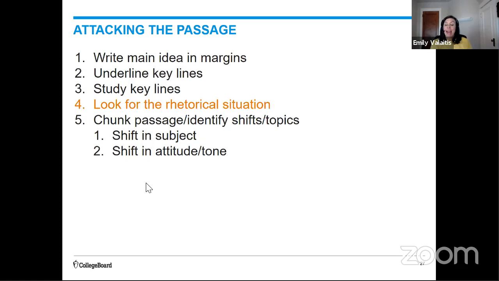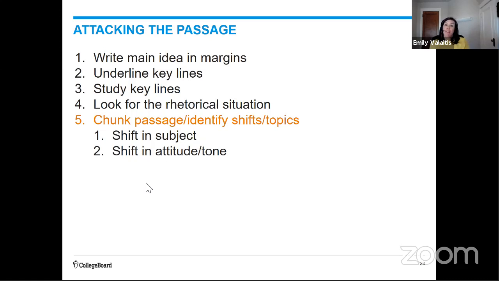And then this last piece is the tricky one, and that's looking at what I call, when I say to my students, chunks. So looking at shifts within the passage. It could be something like the writer talks about this topic in the beginning and then this topic in the end. It might be a shift in subject matter. It might be a shift in attitude or tone.